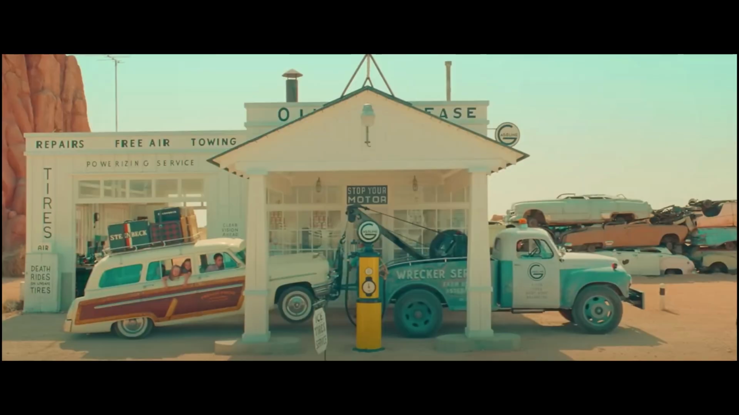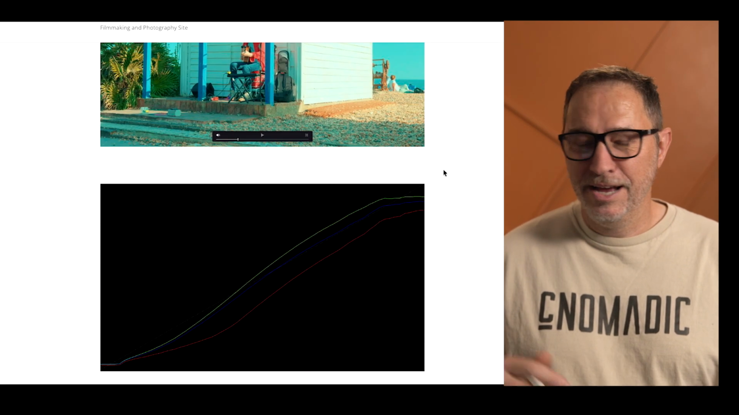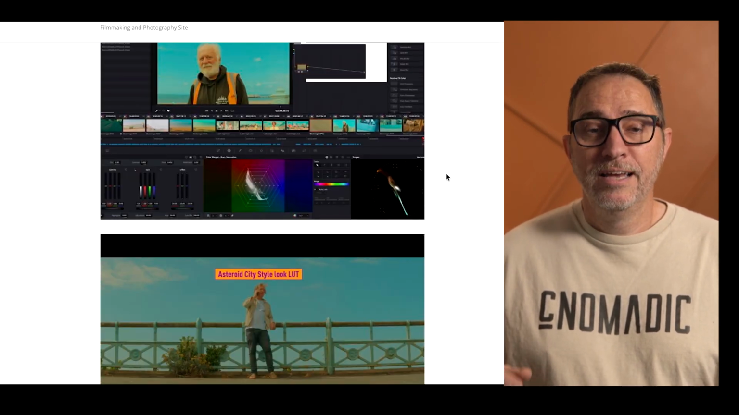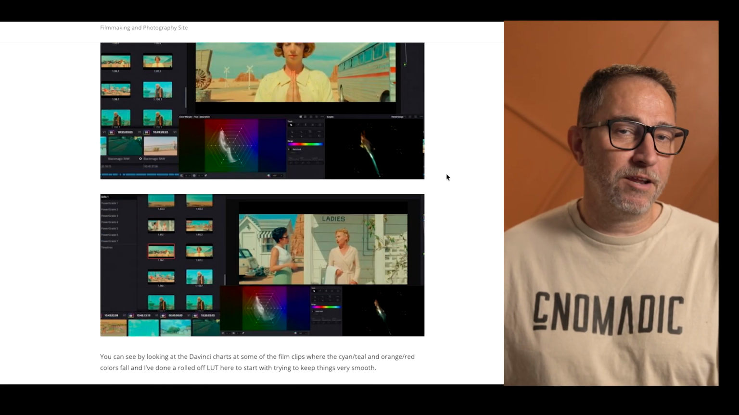So here is a shot. I think most of you would recognize it right away. This is from Wes Anderson. He has a very distinct, unique look to his coloring, to his exposure. This is Asteroid City. And I found there's a ton of Wes Anderson LUTs out there. I just picked one that looked pretty good, and I just wanted to play with it to see if it would behave the way I thought it would behave.